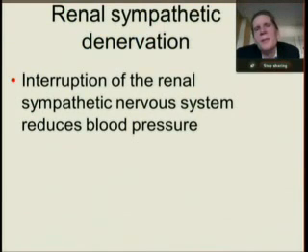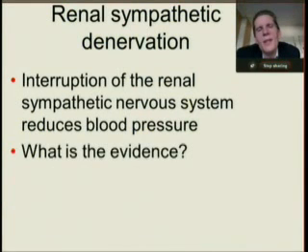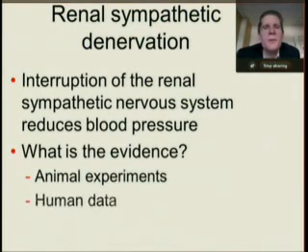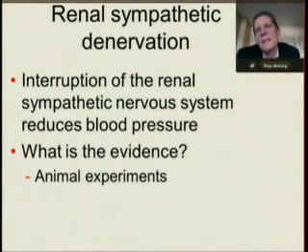So interruption of the renal sympathetic nervous system reduces blood pressure. What is the evidence? Well, there's animal data, and there's human data. Let's first look at some of the pivotal animal experiments.